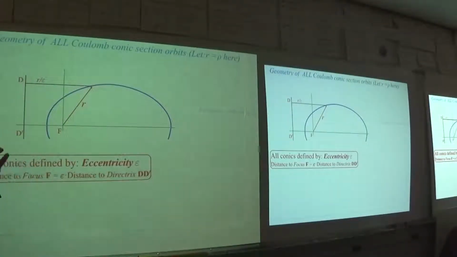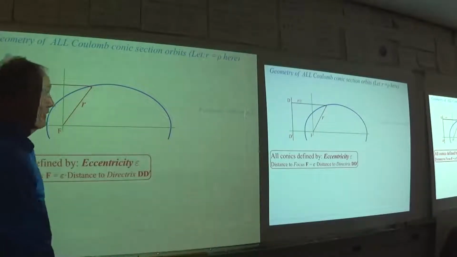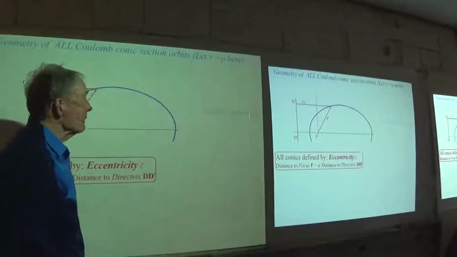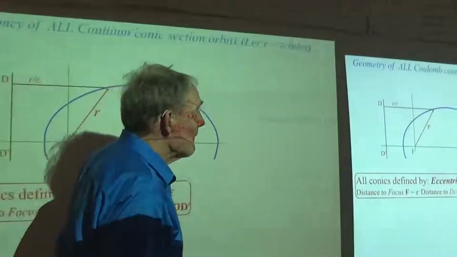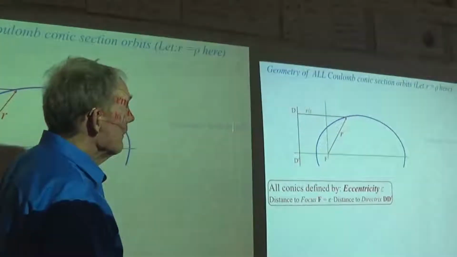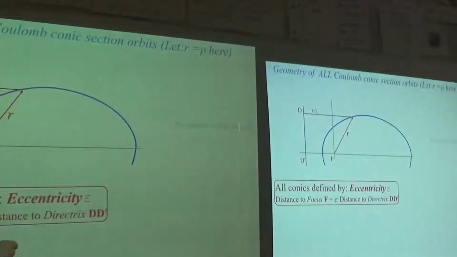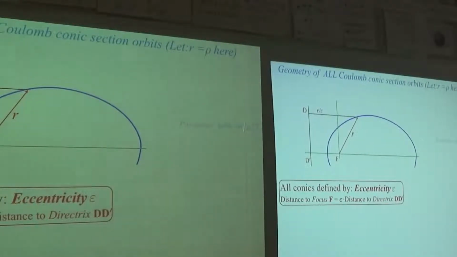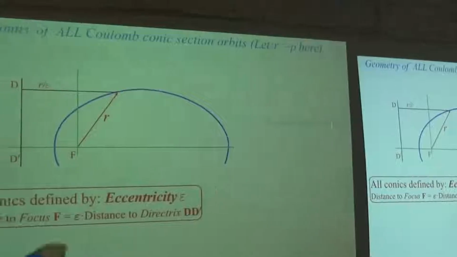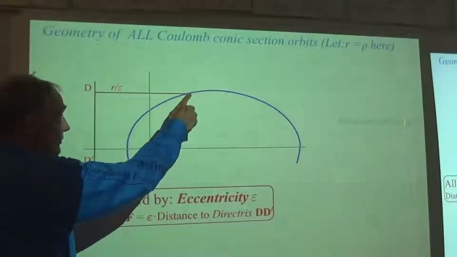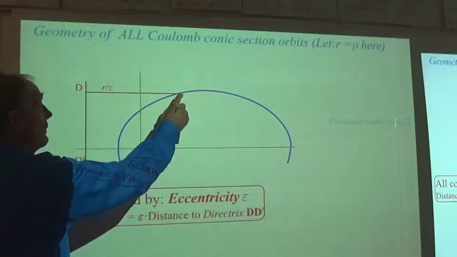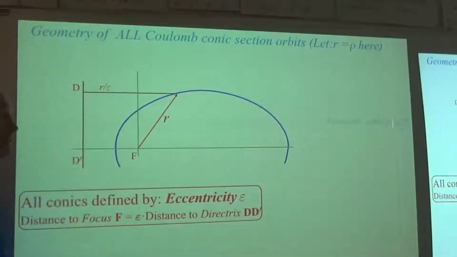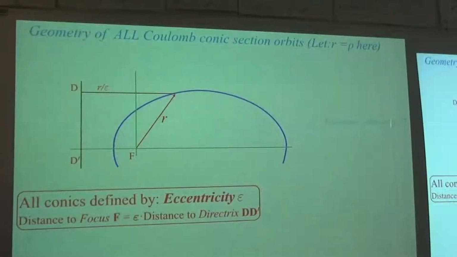The key thing about conic sections, and I mean all of the conic sections, circle, ellipse, hyperbola, parabola, they are all defined very nicely by the eccentricity. And the eccentricity is simply the ratio of the radius to the distance to the directrix. All of the conics get to use this. So this is the thing you need to remember.